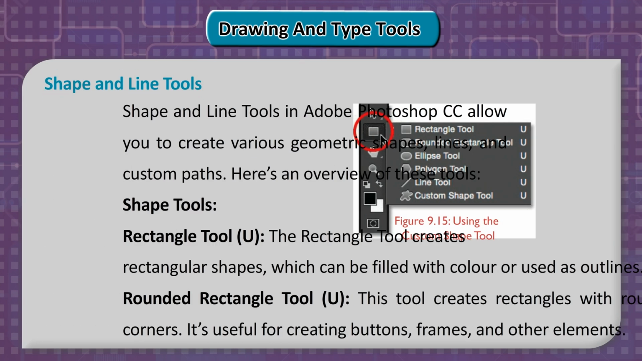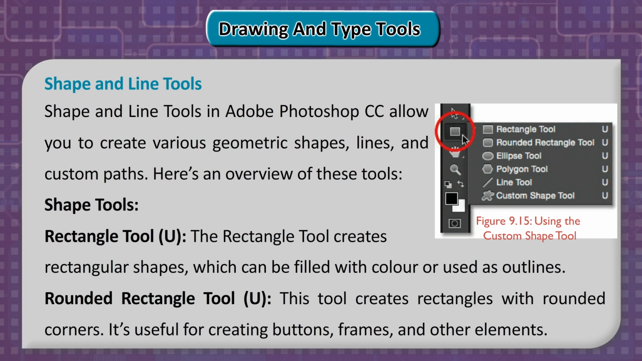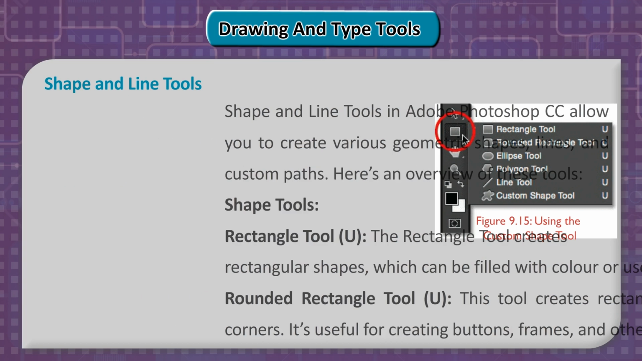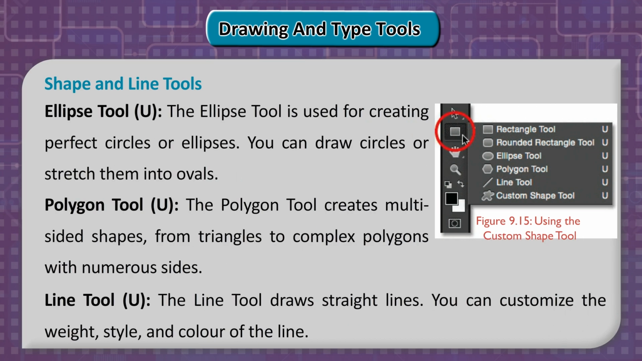Shape and Line tools. Shape and Line tools in Adobe Photoshop CC allow you to create various geometric shapes, lines, and custom paths. Here's an overview of these tools. Shape tools. Rectangle tool. The rectangle tool creates rectangular shapes, which can be filled with color or used as outlines. Rounded rectangle tool. This tool creates rectangles with rounded corners. It's useful for creating buttons, frames, and other elements. Ellipse tool. The ellipse tool is used for creating perfect circles or ellipses.